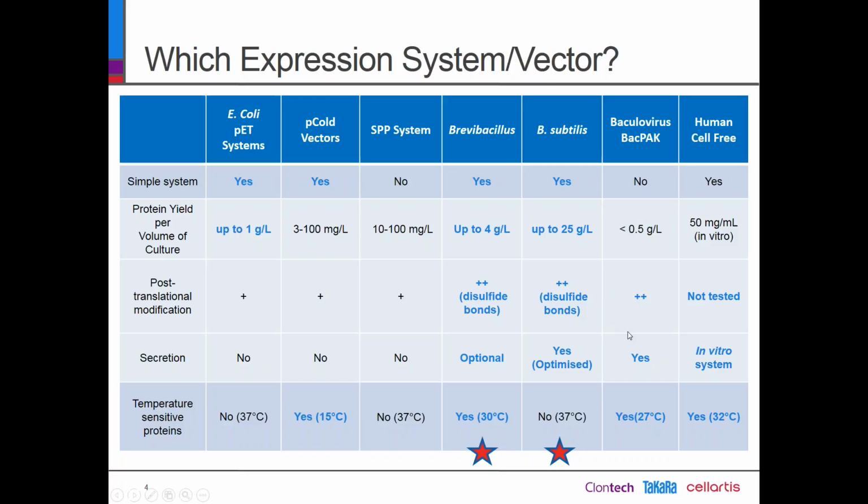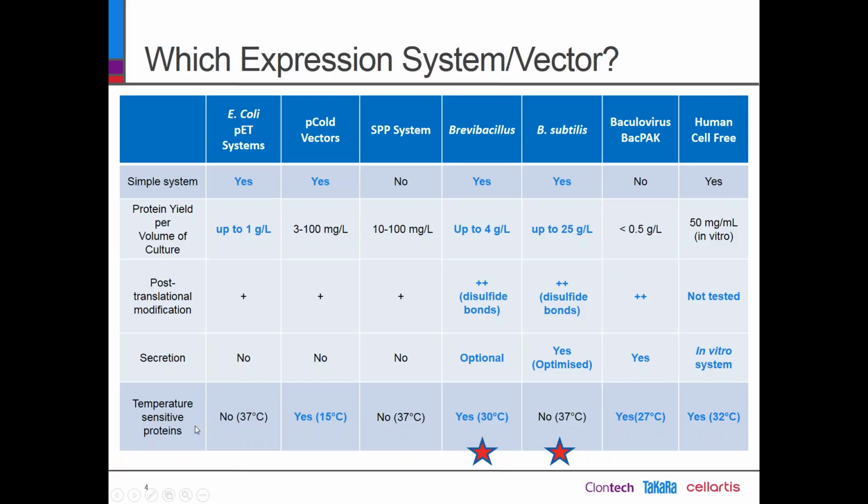Baculovirus is also secreted, so the protein is in the supernatant, and for the human cell-free protein expression system, of course, the question doesn't even have an answer because it's an in vitro system, so there are no cells, there is no secretion, everything is in solution by default.